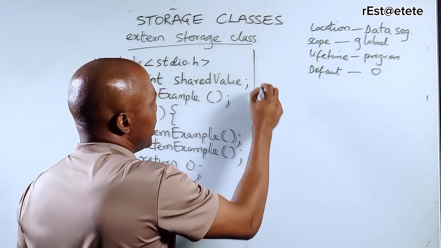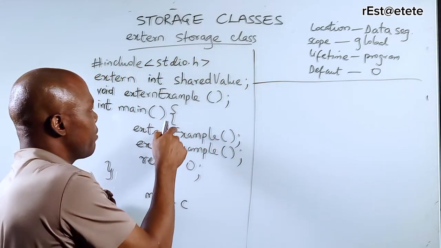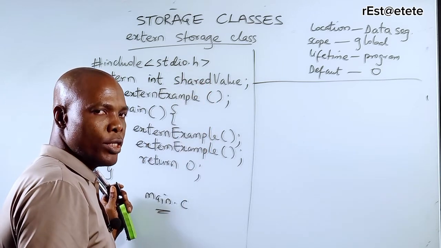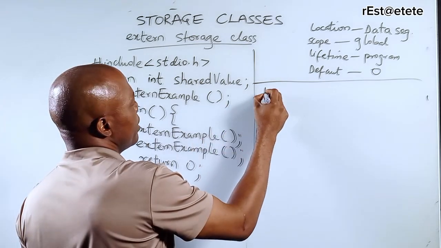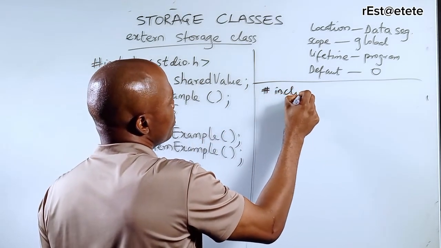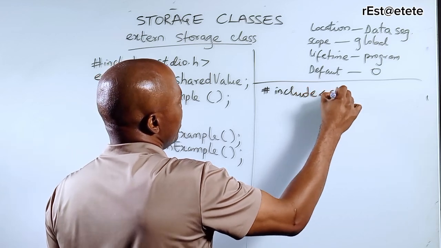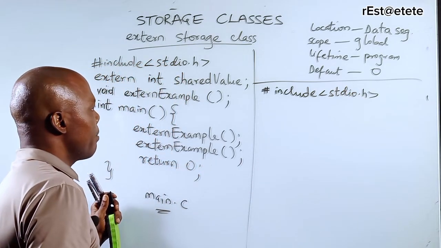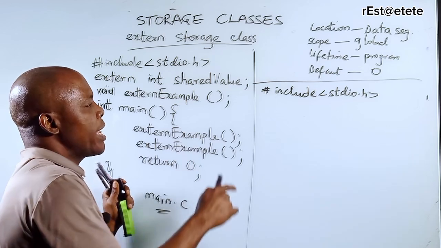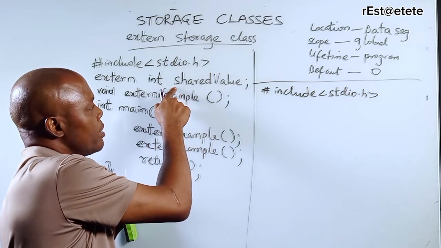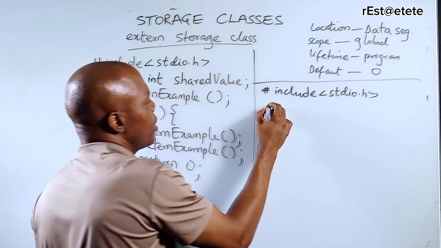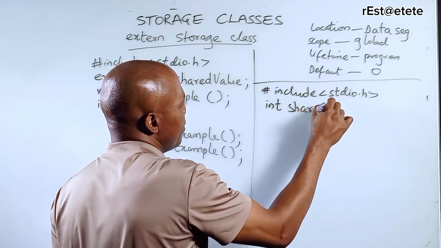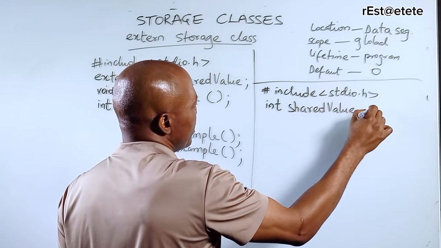Then I will create another program that will carry the definition of this function, and then the assigned value to this shared value. So here I will say include stdio.h, and in this place now I am going to give the definition of this shared value without the extern keyword. So I will say int shared value, and I will assign 5 to it.